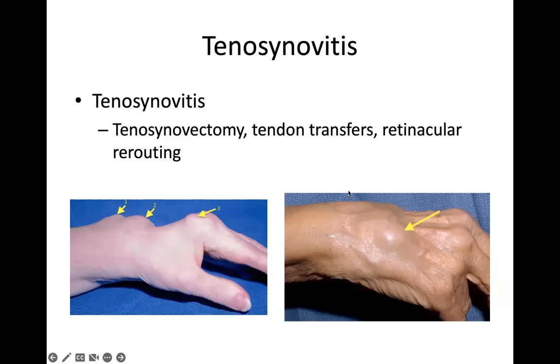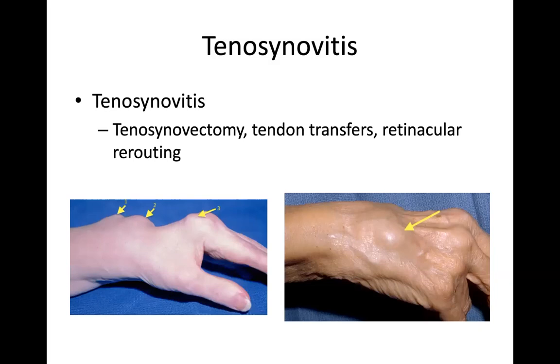And then again, it tends to move with the fingers. So when the patients make a fist, the swelling moves distally. When they extend the fingers, it moves proximally. So with this, we address it at the same time as any other surgery. You do a tenosynovectomy. Often these patients have ruptured their tendons on the ulnar side. You can see on the picture on the right, the ring and the little finger look like they've ruptured compared to the index and the middle.